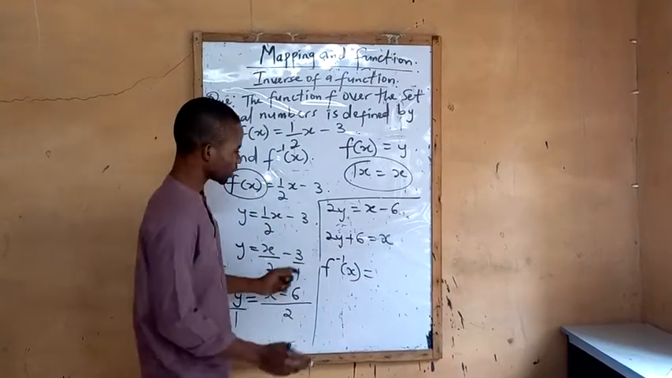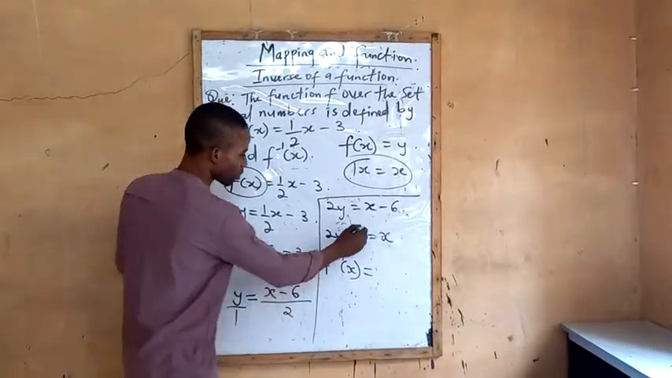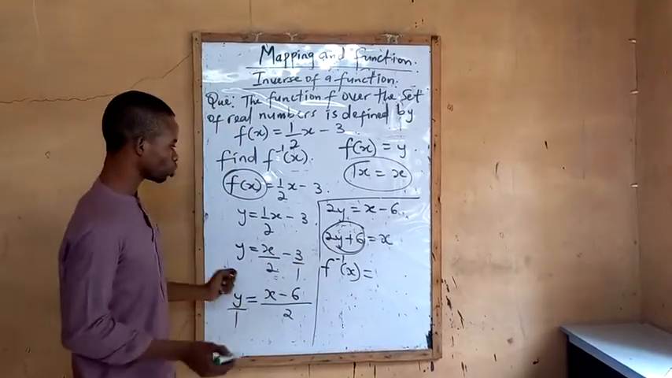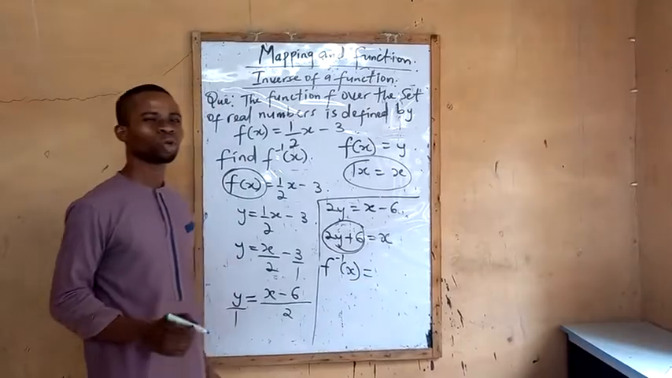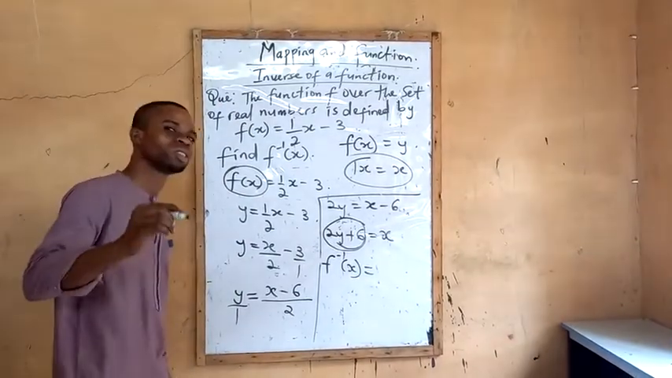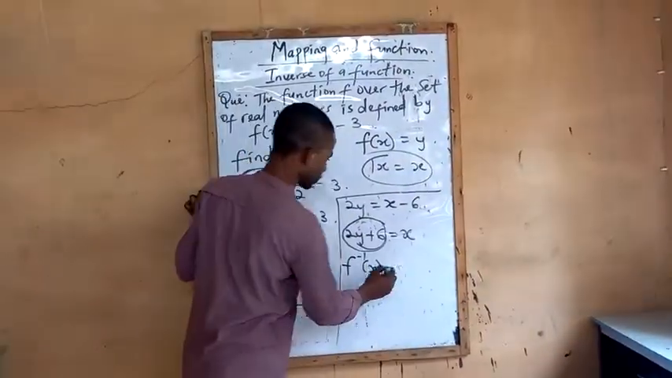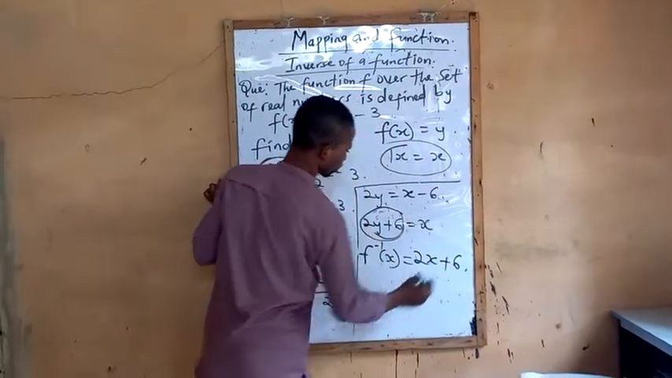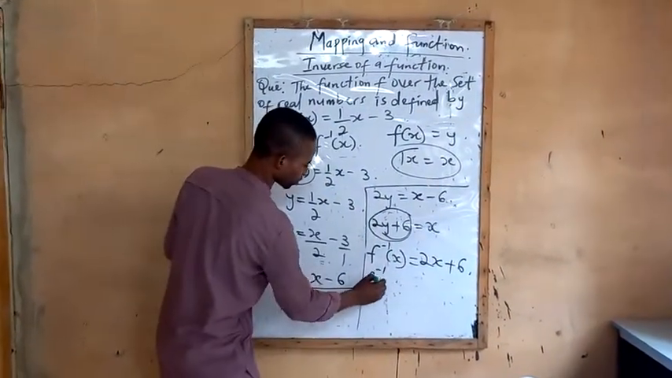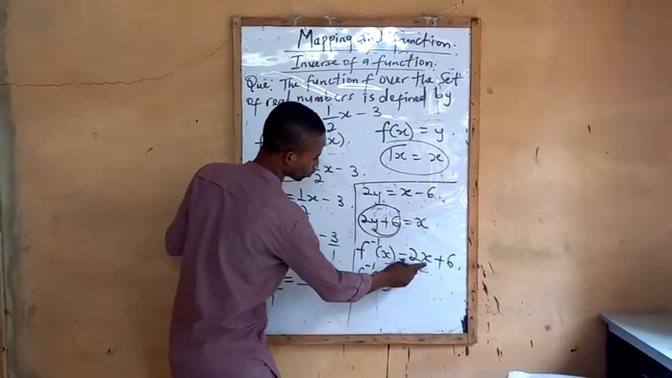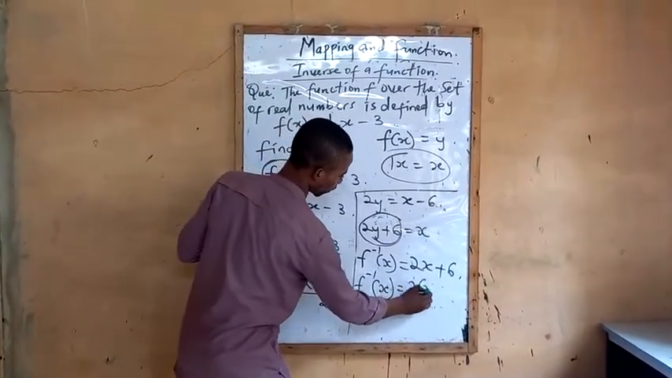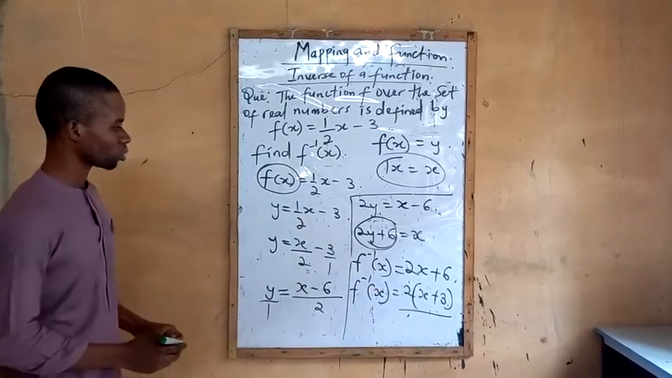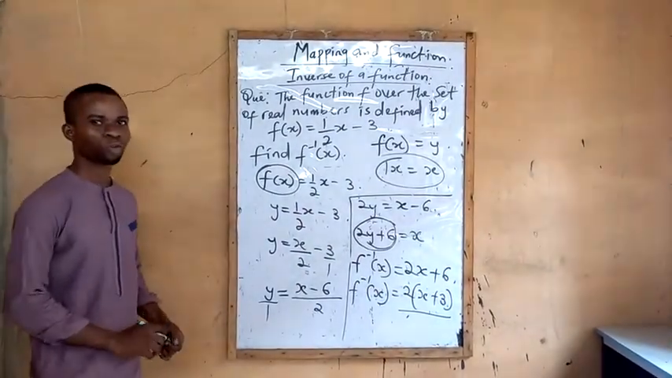Now, don't forget, the next thing to do is that anywhere you see y in your answer, when you are going to write the final answer, you must change this to x. That means the answer will become 2x plus 6. Now, if you want to factorize, because there is something the same, 2 is common here: 2 open bracket x plus 3. So that is the step to take when you are doing the inverse of a function.